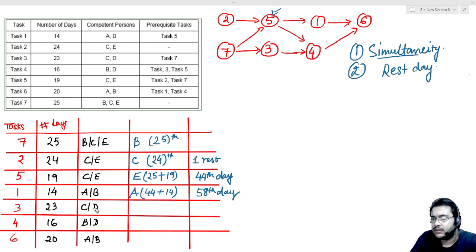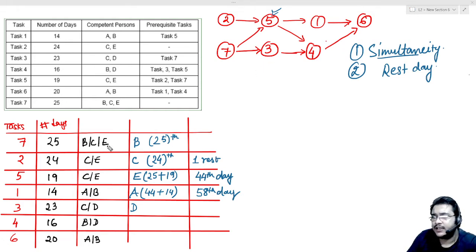Who can do this? Okay, between C and D, let me see who can do it. If I give it to C, C will come with some rest period issues, so I want to give it to D only. Okay, I would want to give it to D.